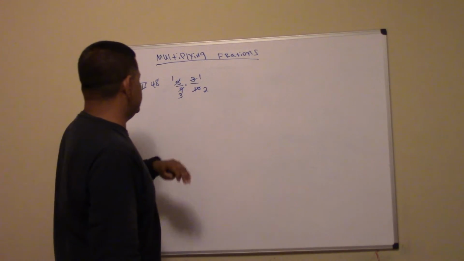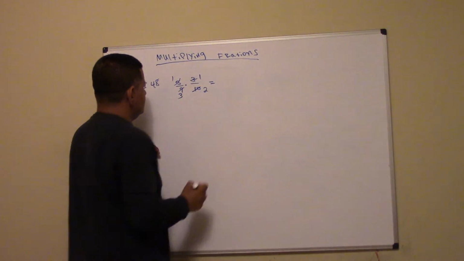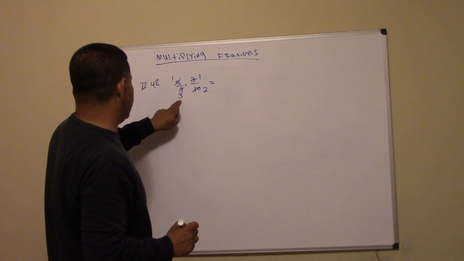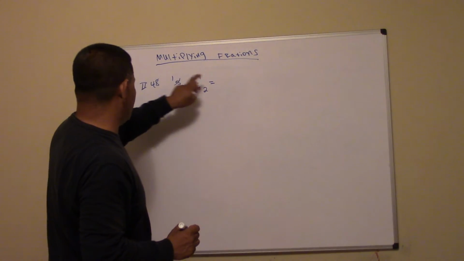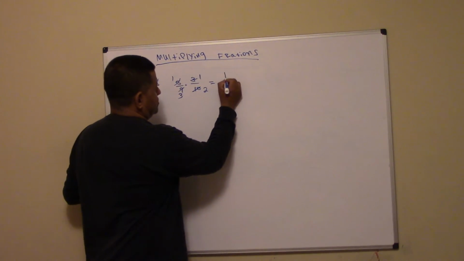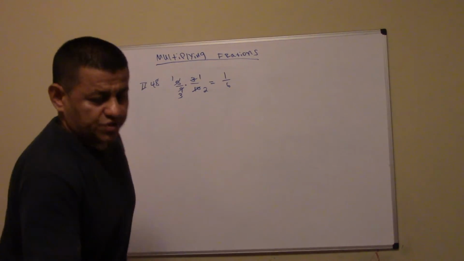Once you do that, you multiply across. 1 times 1 is 1, and 3 times 2 is 6. So the answer for this is 1/6.